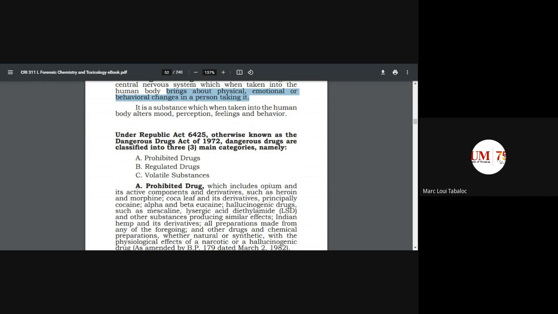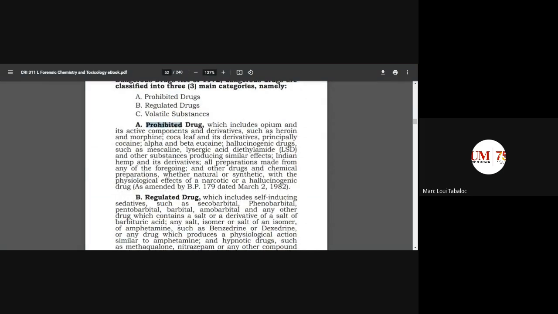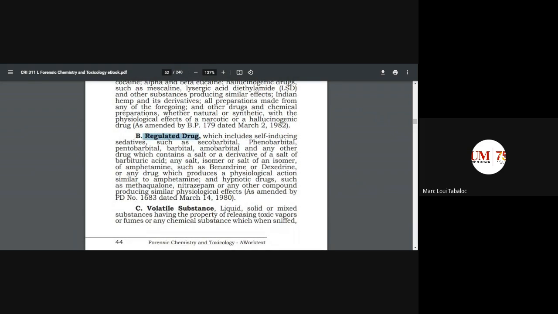Prohibited drug, of course, yung mga pinagbabawal. Opium and its components and derivatives. Appeal na dira ang cocaine, of course, you still have marijuana and such. Next, of course, aside from prohibited drug, meron din yung mga regulated drug o yung mga ina-allow in controlled contents. Such as sedatives, phenobarbital, pentobarbitals, amorbarbitals, benzedrine, and yung mga nitrazepam. Basically, hypnotic drugs yan noon. And of course, volatile substances.